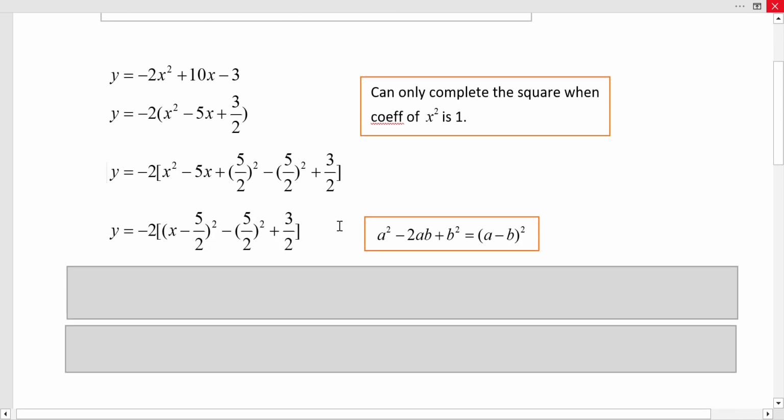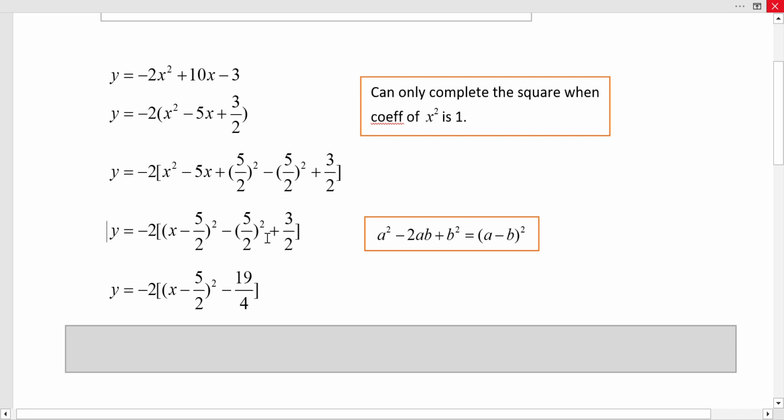Okay, why you do that is because when you plus 5 over 2 squared, these three terms can be factorized into this. It's because of the identity a squared minus 2ab plus b squared is equal to a minus b, whole thing squared. This is actually your a squared minus 2ab plus b squared, and this whole thing can be factorized into this expression. What you need to do next is just to simplify this.